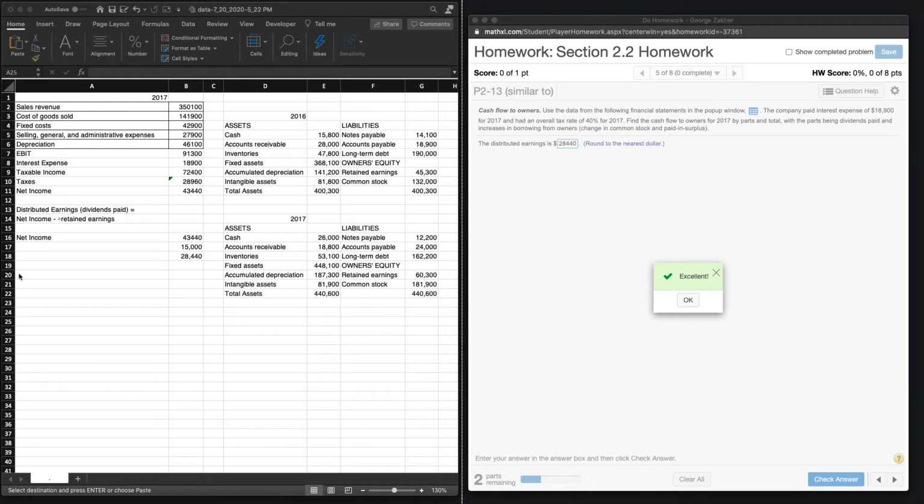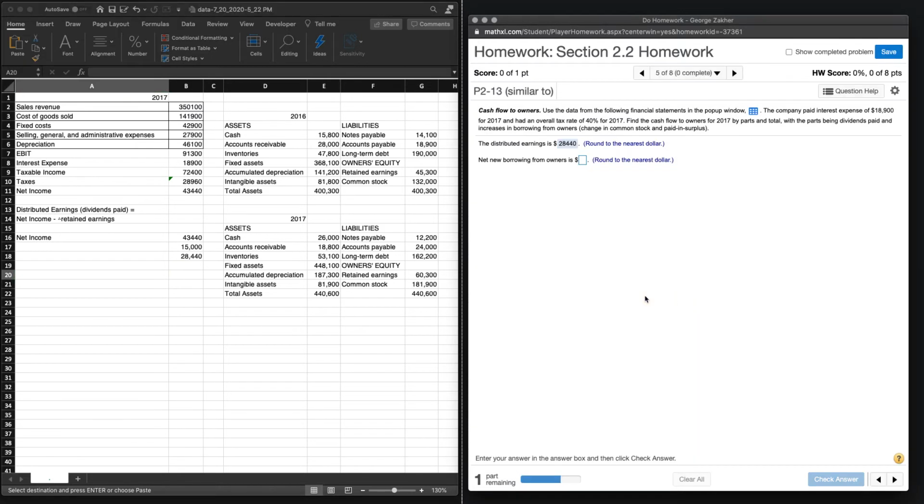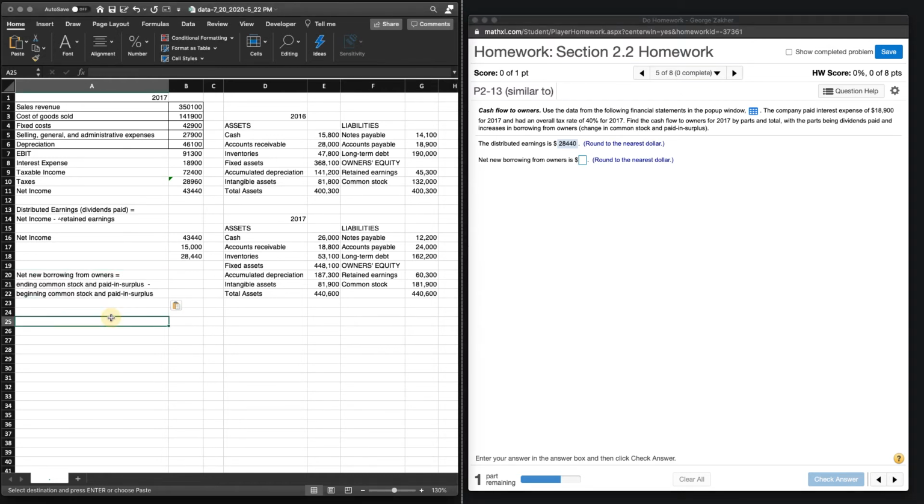All right, looks good. So let's move on to our next question here, which is figuring out the new net borrowing from owners. Okay, so in terms of the equation, that's going to be our ending common stock and paid in surplus minus our beginning common stock and paid in surplus.